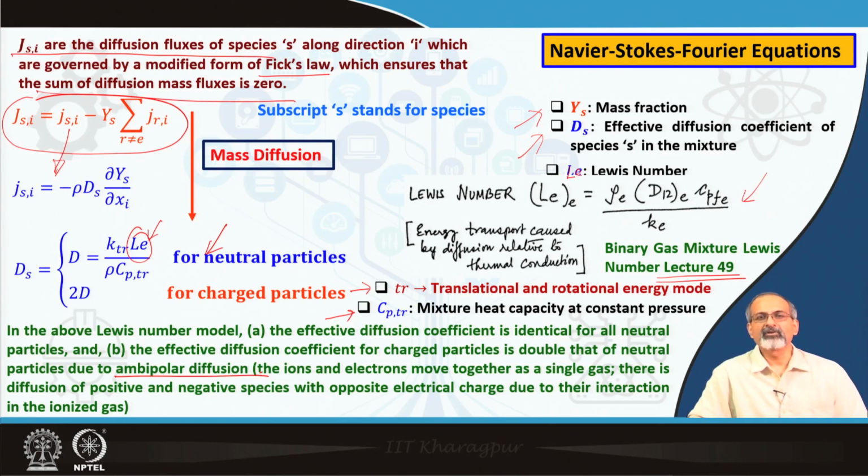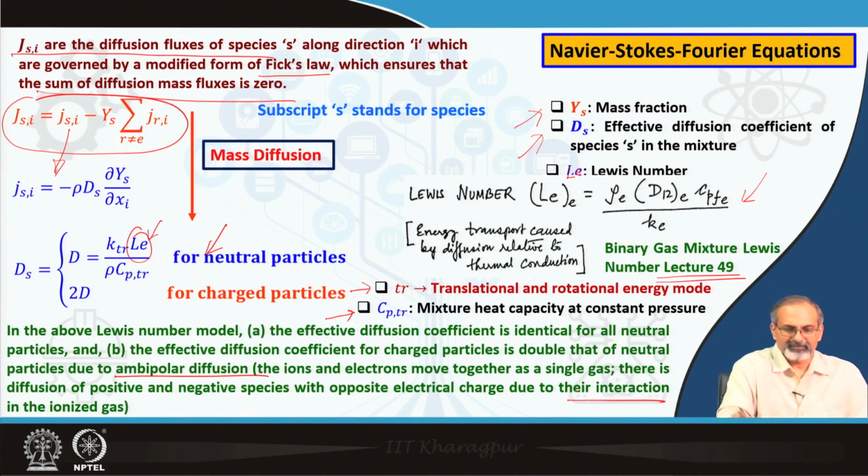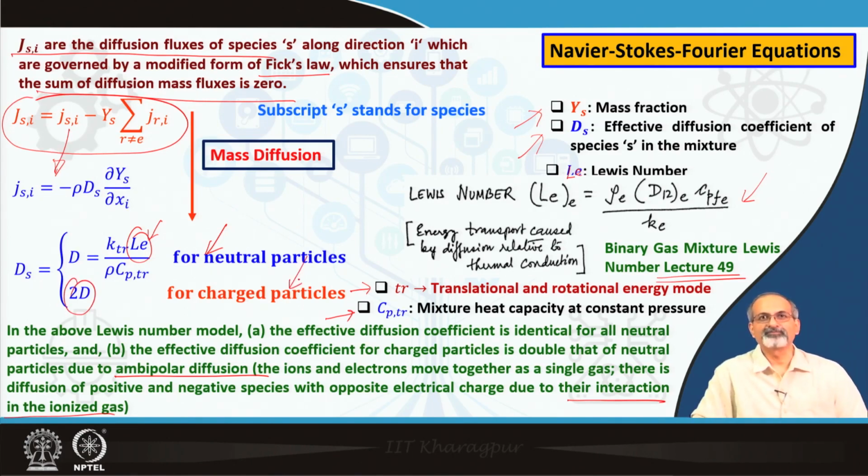The ions and electrons move together as a single gas, where you have a mixture of them. There is diffusion of positive and negative species with opposite electrical charge due to their interaction in the ionized gas, and therefore, you have twice D for charged particles. That is basically the rule that we follow for such ambipolar diffusion.